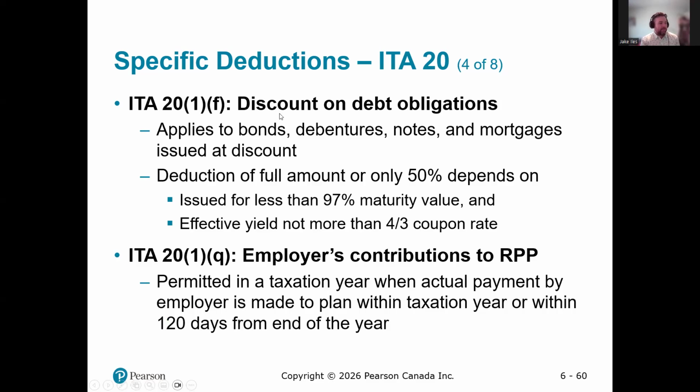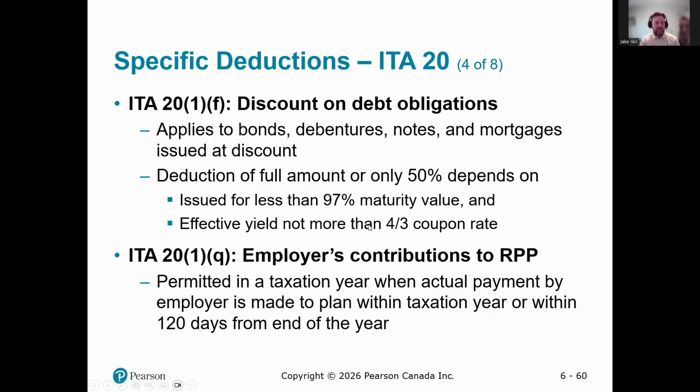From an accounting standpoint, if we have a discount on our debt obligation, so if we sell a bond for a discount, accounting says we need to amortize that discount over time. From a Tax Act standpoint, we say no, just deduct the interest each year, and we will deduct the discount of the bond when that bond gets repaid. This applies to bonds, debentures, notes, with deduction of the full amount or 50% if it doesn't meet these criteria.